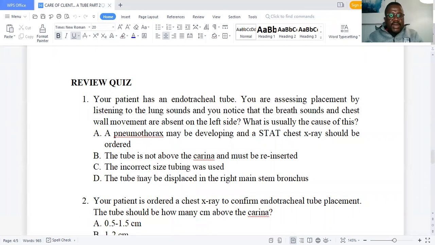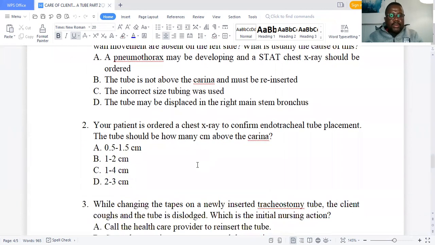The answer is D. Okay. Question number 2. Your patient is ordered a chest x-ray to confirm endotracheal tube placement. We agree that the best option is chest X-ray. The tube should be how many centimeters above the carina?